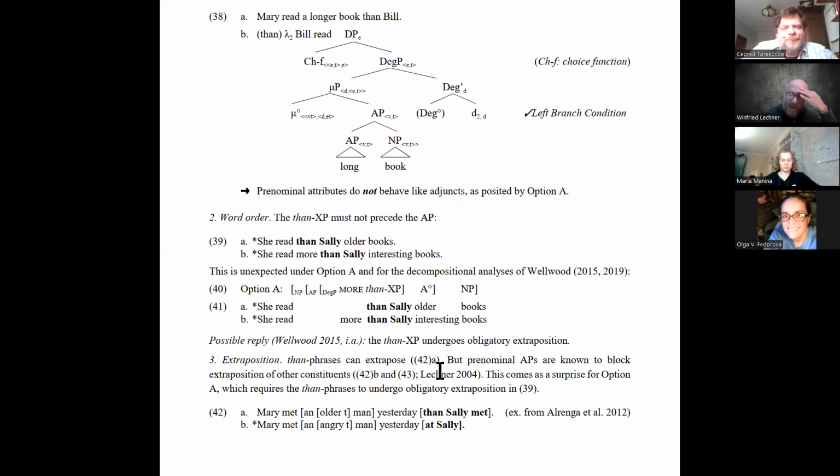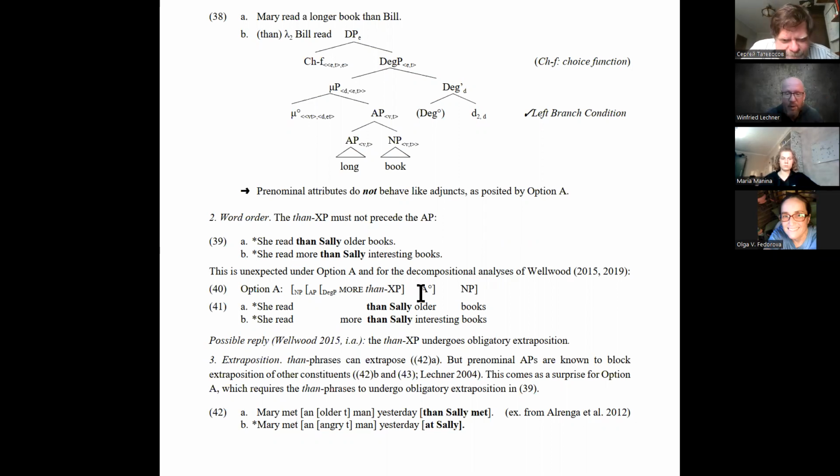A second argument: we are trying to find arguments adjudicating between option A and option C. Option A says that the AP is higher, and option C says that the DegP is higher. A second argument that helps us decide between these two options is word order variation, non-attested word order variants. So in English, for instance, "she read Dan Sally older books" is not an option. The same thing holds for a whole variety of degree constructions. But this is exactly what you expect under option A.